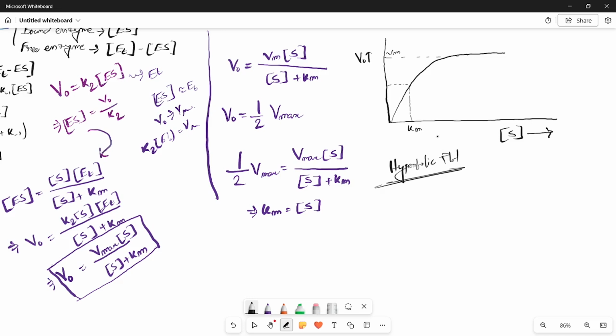And this is all about enzyme kinetics and the Michaelis-Menten equation. Next class we will learn about different kinds of plots which are possible for enzyme kinetics as well as enzyme inhibition. Thank you.